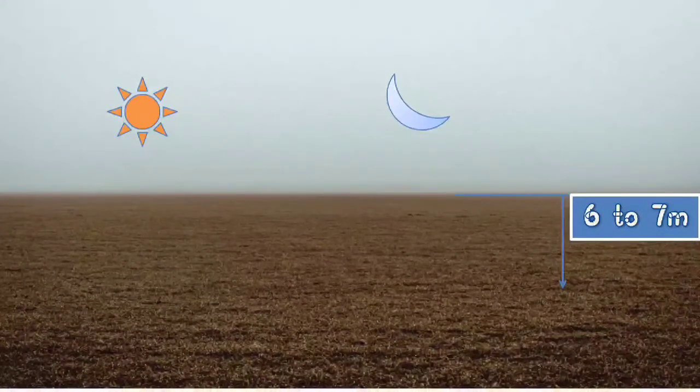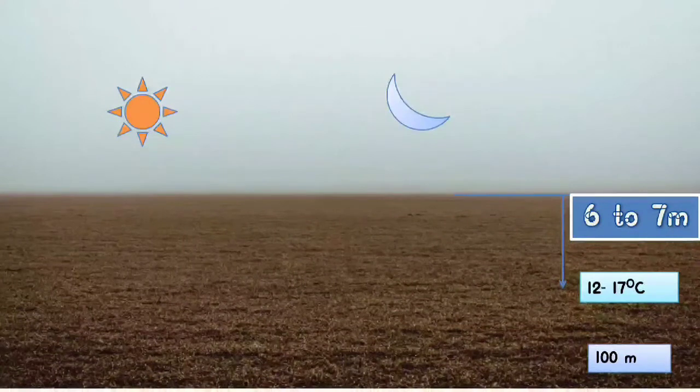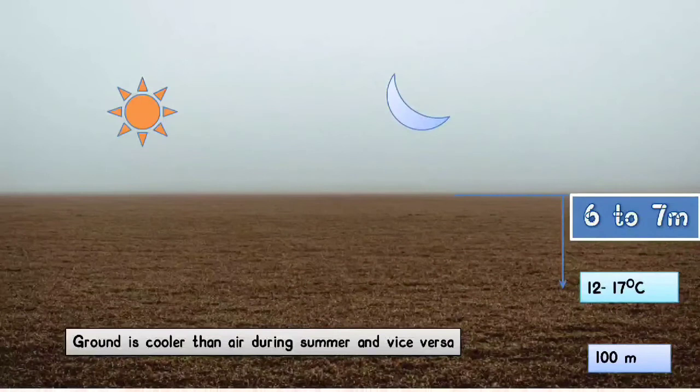It is seen that below a depth of 6 to 7 meters, up to 100 meters, this temperature fluctuation will be almost nil. That temperature will be around 12 to 17 degrees Celsius depending on the locality. This difference in temperature is utilized to cool or heat the buildings using geothermal piles.